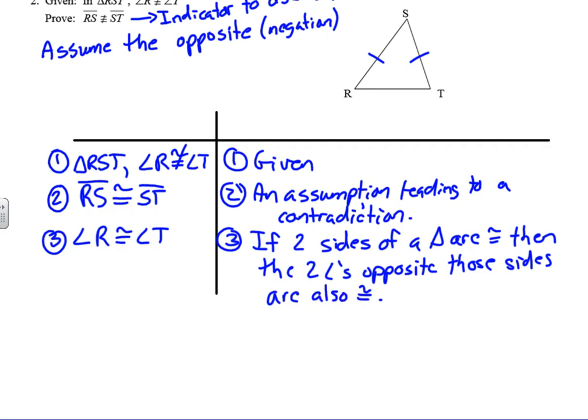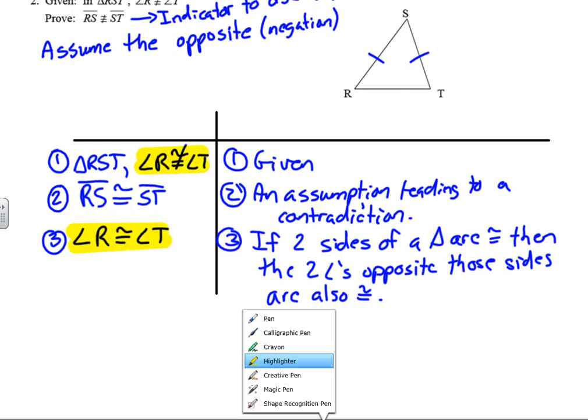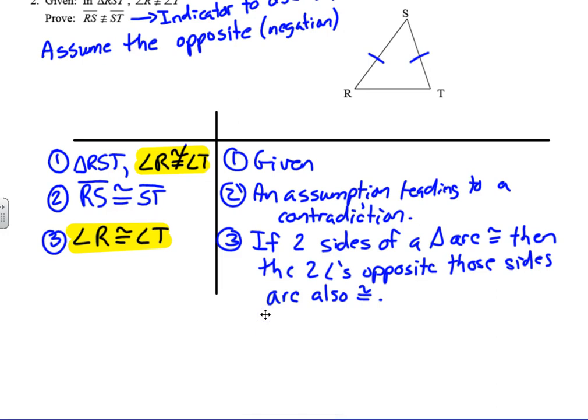Okay, well, both of them cannot be true. So here's what we're looking at. This is what we were given as true, and this is what we could say as true, but we could only say that because we made this assumption in statement 2. And so we have a contradiction. So therefore, we can now say that RS is not congruent to ST.